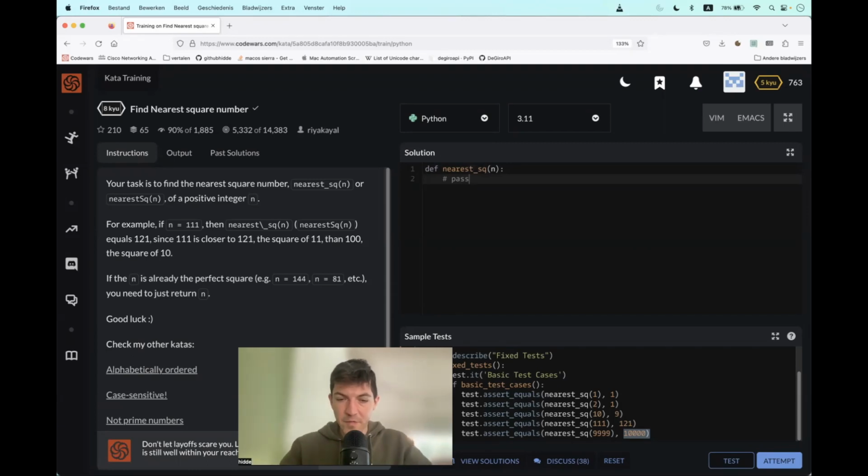Today we have a new task. What we have to do is to build a function to find the nearest square number of the argument that we put in. If we already put in a perfect square, we can just return the argument. How to go about this?